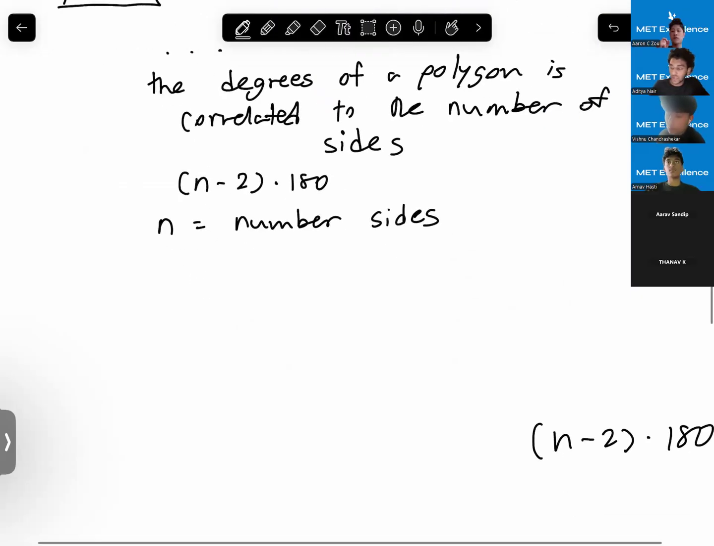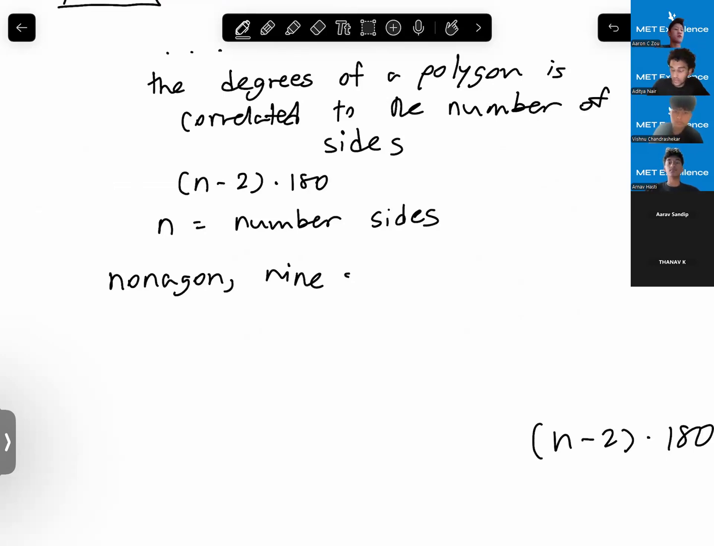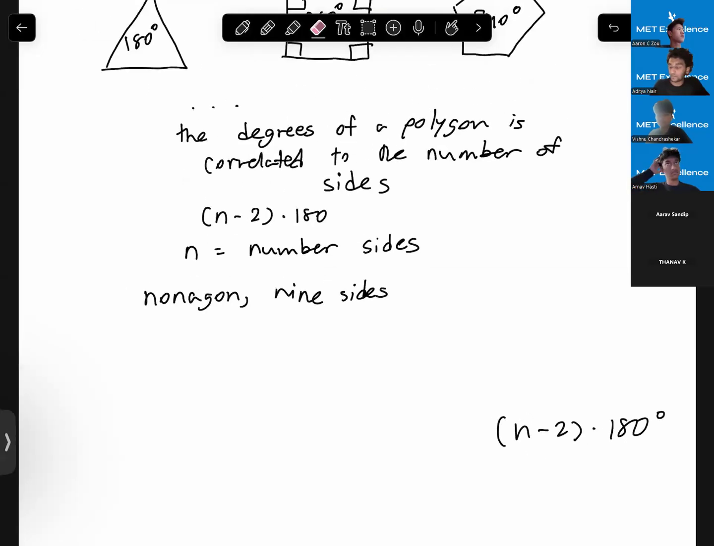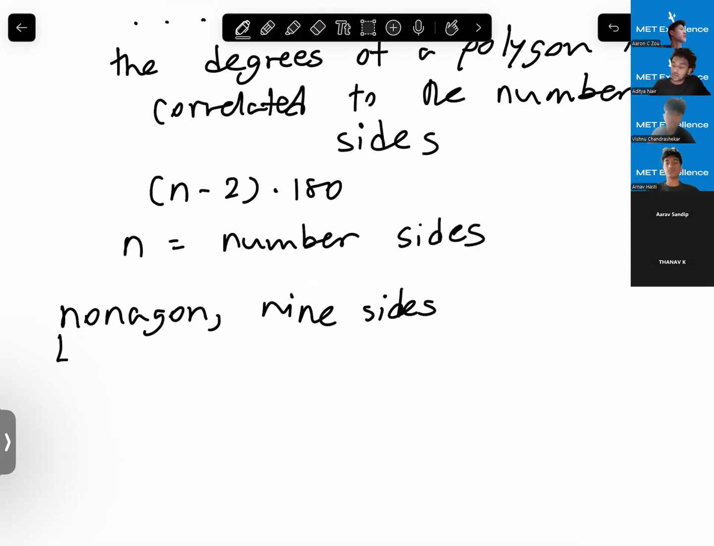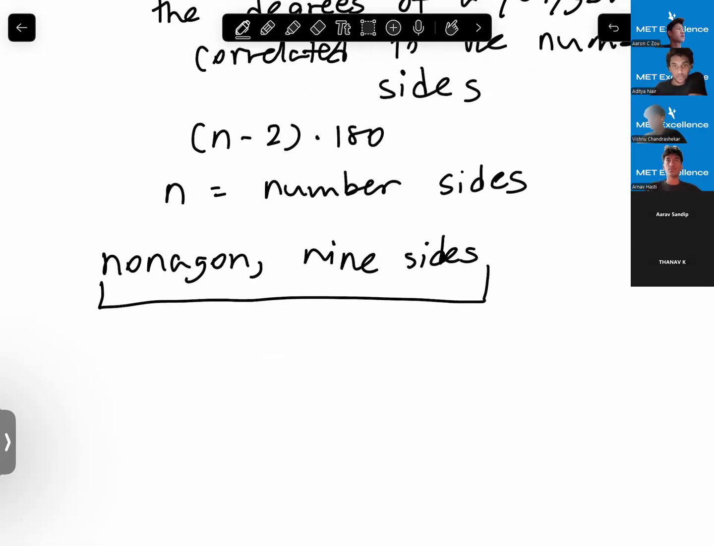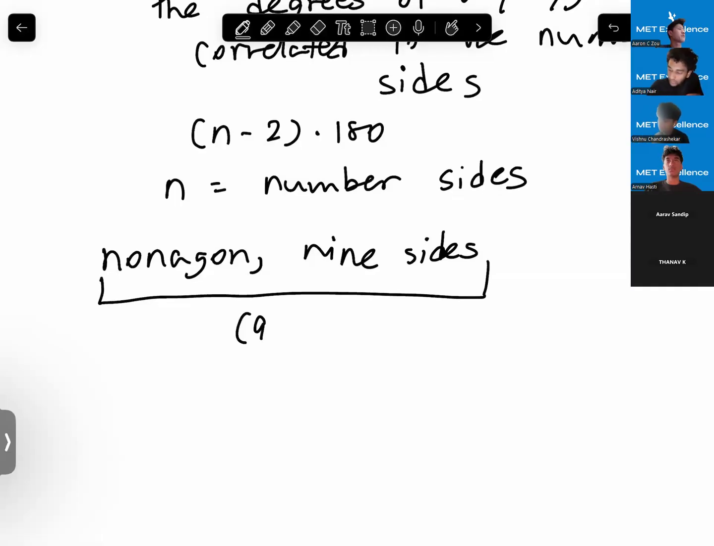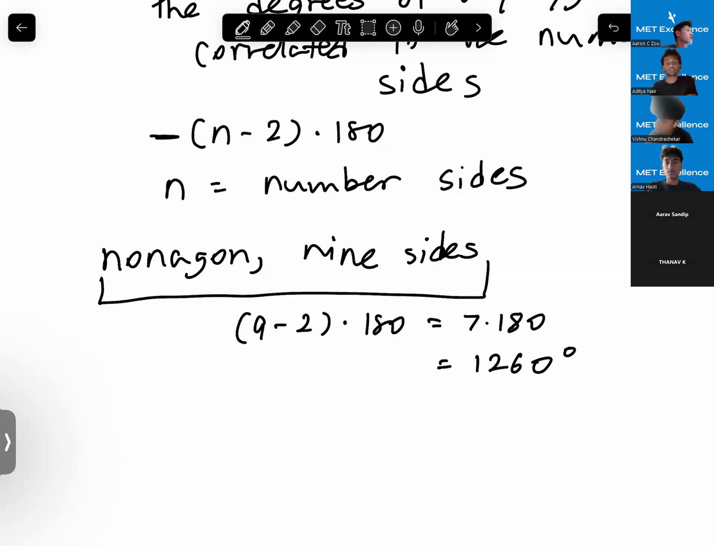So with that knowledge, could you tell me what the degrees are inside a nonagon, which has 9 sides? How many degrees are in a nonagon? Okay, I see 1260. I'm seeing a lot of 1260s in the chat. Let's just see if that's correct. So applying this formula that we have right here, we'll do 9 minus 2 times 180. It's just equal to 7 times 180, which is going to be equal to 1260 degrees. That's correct.